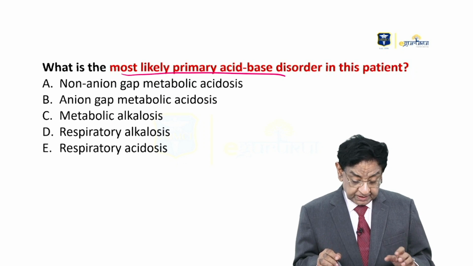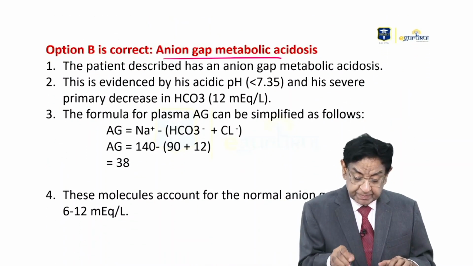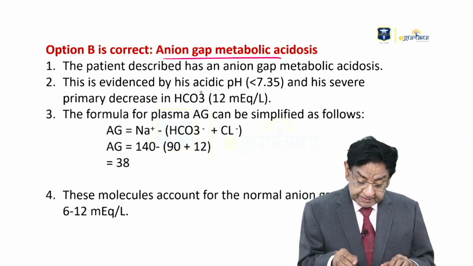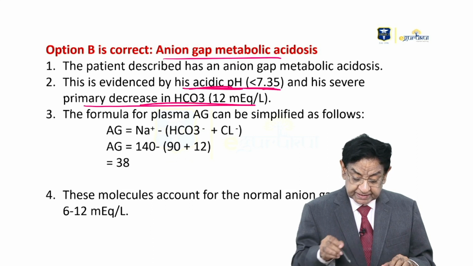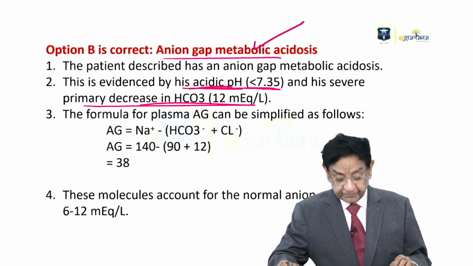Well, if you look into this, the answer is anion gap metabolic acidosis. How can you say? pH is less than 7.35, this is acidic pH, and bicarb is reduced, this is a case of metabolic acidosis. We have confirmed.